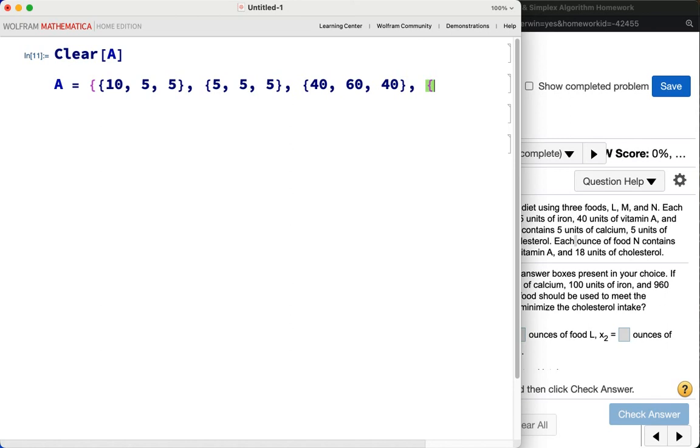So we're going to take those right-hand values, the resource values of the original minimization problem, 150, 100, and 960. We're going to negate those values, and those values are going to become the bottom row of this matrix. So it's going to be negative 150, negative 100, negative 960.